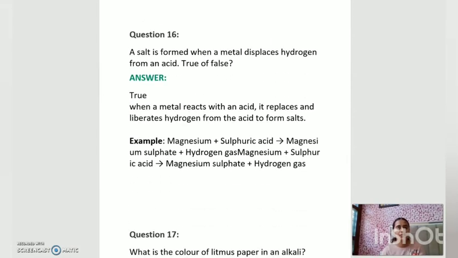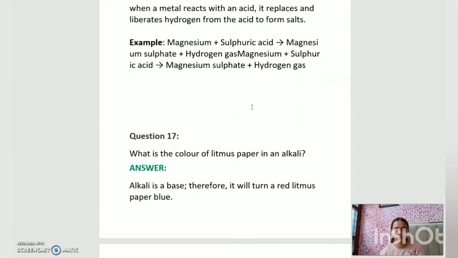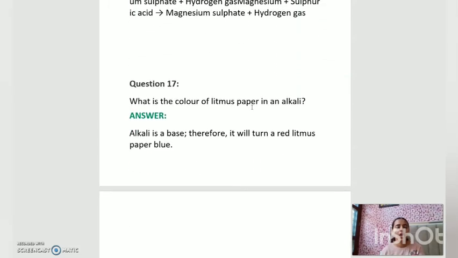Now question number 16. A salt is formed when a metal displaces hydrogen from an acid. Is that statement true or false? So this statement is true, student. When a metal reacts with an acid, it replaces and liberates hydrogen from the acid to form salt, right? I have provided you the example also. See, if we add magnesium plus sulfuric acid, it will give us magnesium sulfate plus hydrogen gas. It is repeated, student, you can write it in one line.